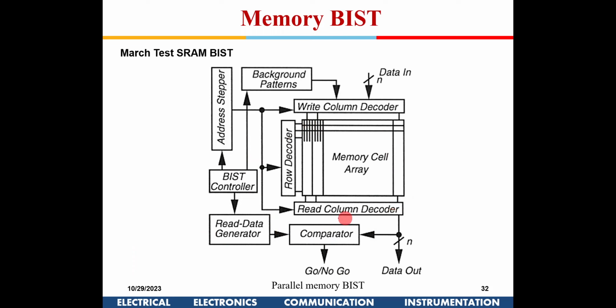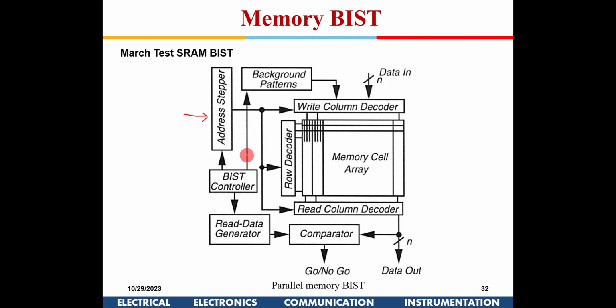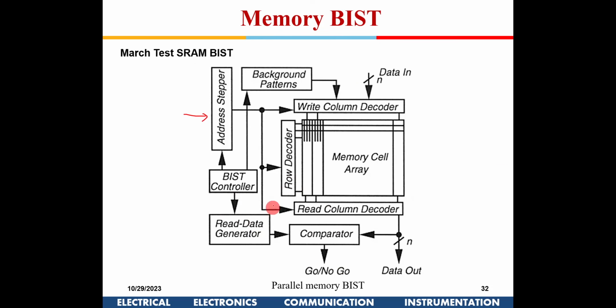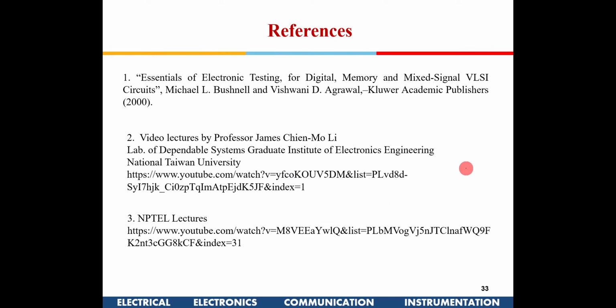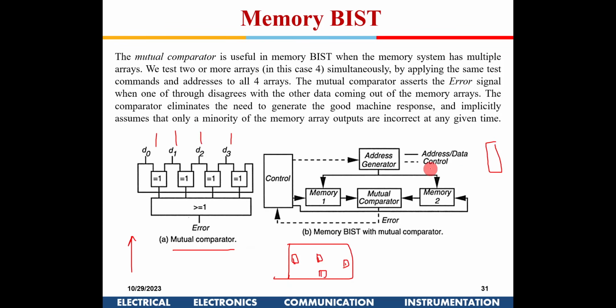So this is what the entire memory BIST looks like. You have an address stepper. The BIST address stepper is nothing but this circuit. It will generate the test signals, and then from the memory you will have a read, and then you have a comparator. The comparator is nothing but a mutual comparator. So this is a full block diagram of how a memory BIST looks. Okay, so with this I will stop here.